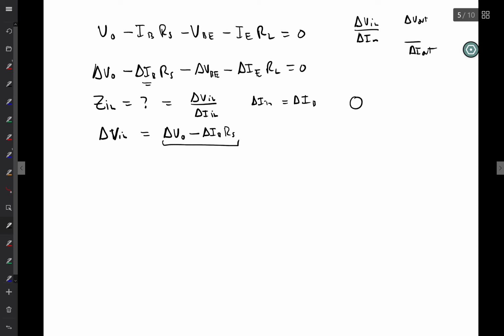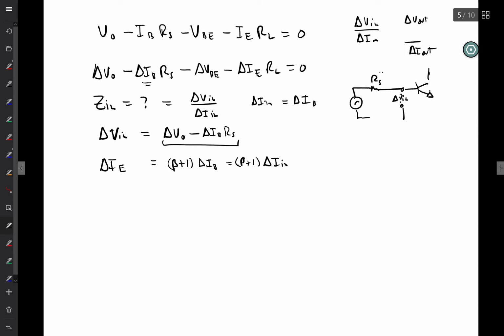Sketch this quickly over here. That's my RS. This is going into the transistor. Okay, and I'm interested in what is the voltage between that point there and that point there. That's delta V in. So that's going to include the change of voltage drop across RS. On the other hand, I know that delta IE is going to be equal to beta plus 1 delta IB. And that is basically beta plus 1 times delta I in.